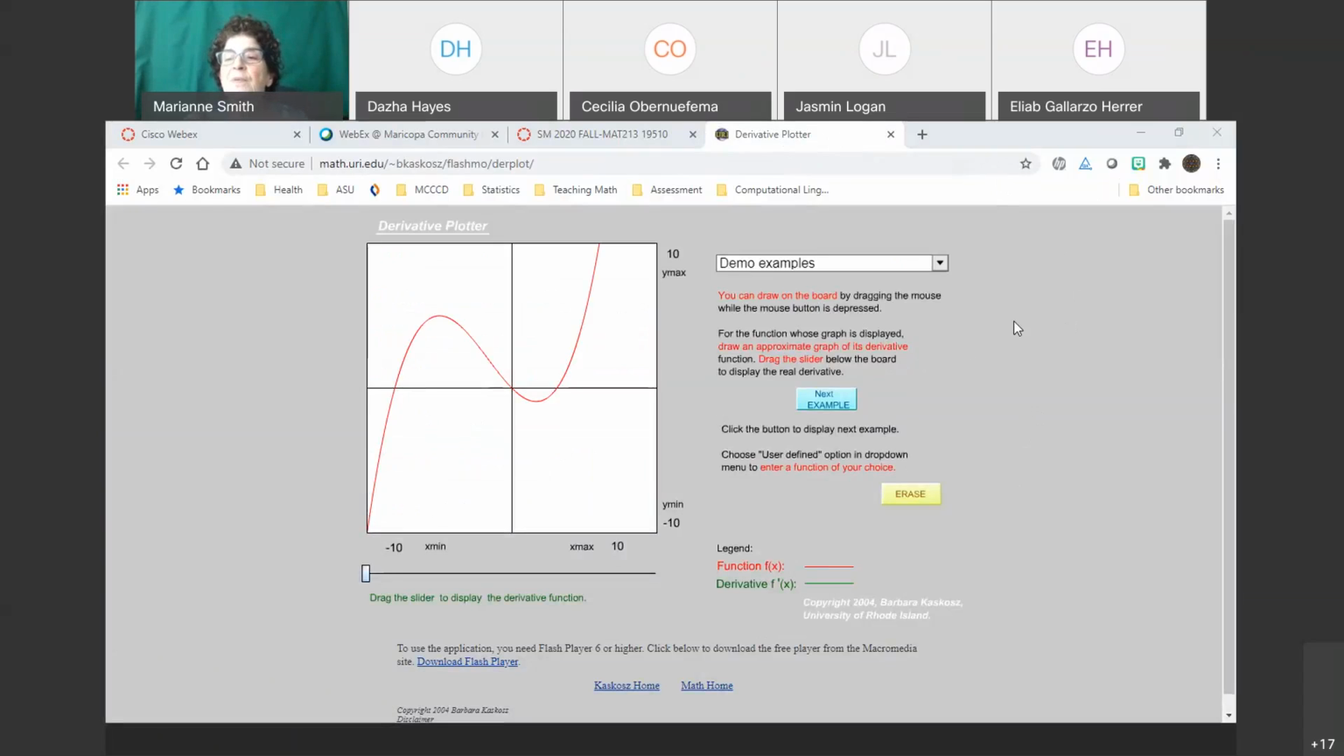It comes preloaded with some demo examples, and this is one of them. What's cool about this is it's got a slider. And as I drag the slider from left to right, what you're going to see on the graph is two things. You're going to see a tangent line travel up the curve and go around. And that tangent line is going to have a slope. So let me ask you, for this part of the red graph, what should the slope of the tangent line be? What kind of number?